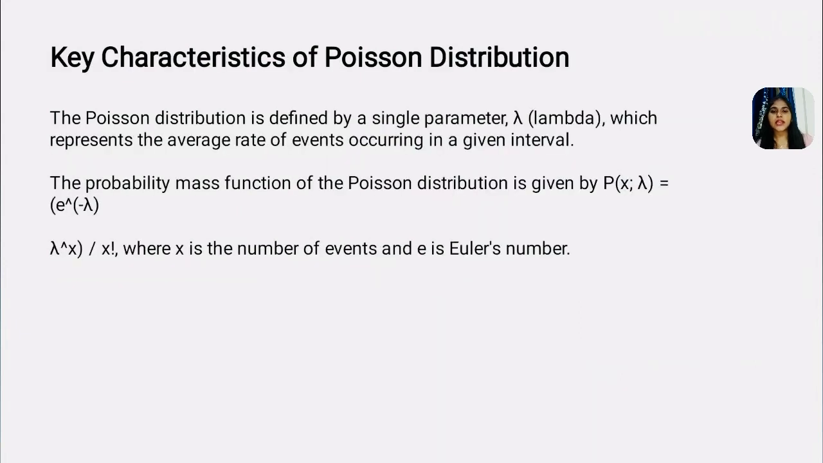Let's see the key characteristics of Poisson distribution. Poisson distribution is defined by a single parameter lambda, the average rate of events occurring in a given interval. The probability mass function of Poisson distribution is given by P(x; lambda) equals e to the power minus lambda, lambda to the power x over x factorial, where x is the number of events and e is Euler's number.